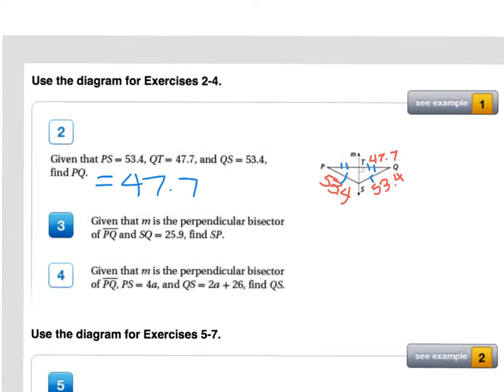Danielle: Isn't it asking for PQ? Oh, I'm sorry. That's right. So I did that on purpose to see if you were paying attention. PT is 47.7. What would be PQ? Got to double it.